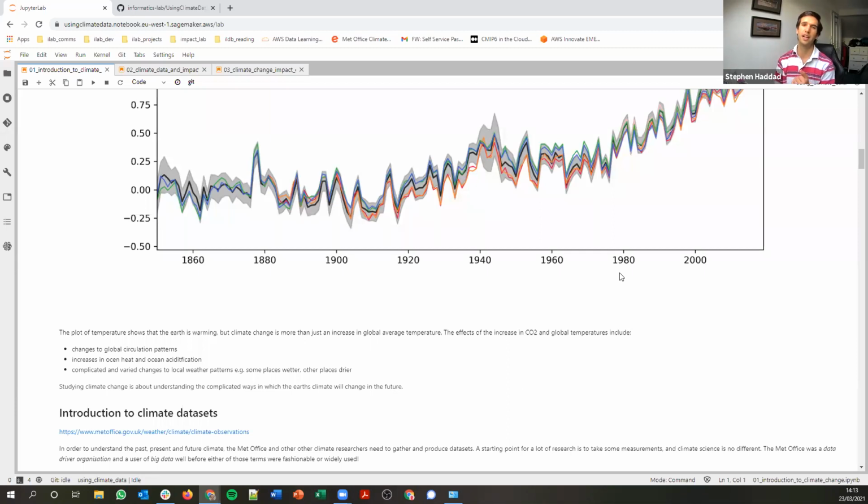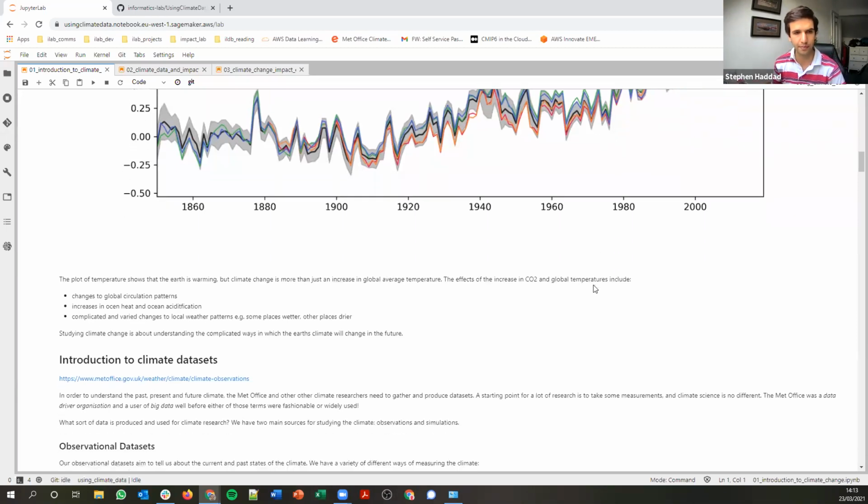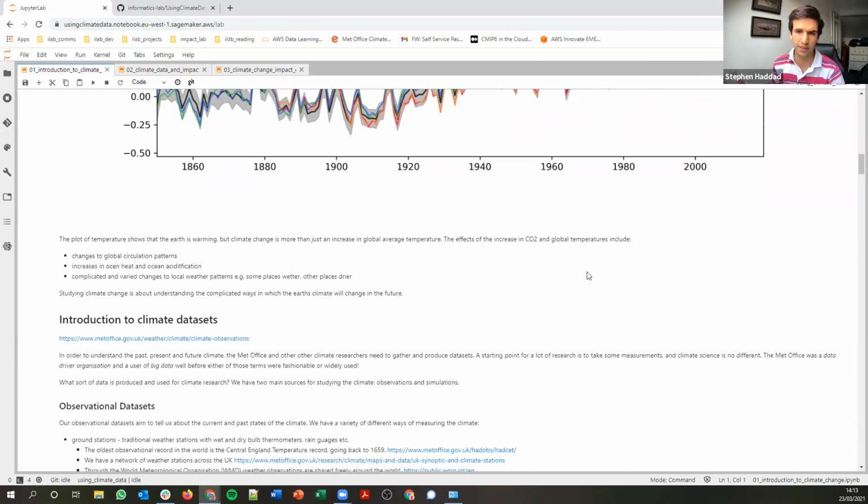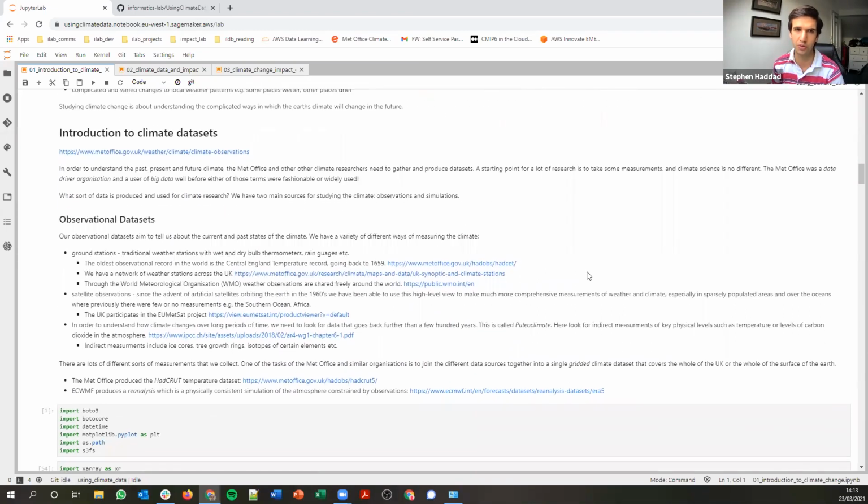So in order to study climate change, we need lots of data to understand how that climate change is going to affect individuals, businesses, or organizations in a particular area. So let's introduce some climate data sets that we can use to study climate change and its impacts.